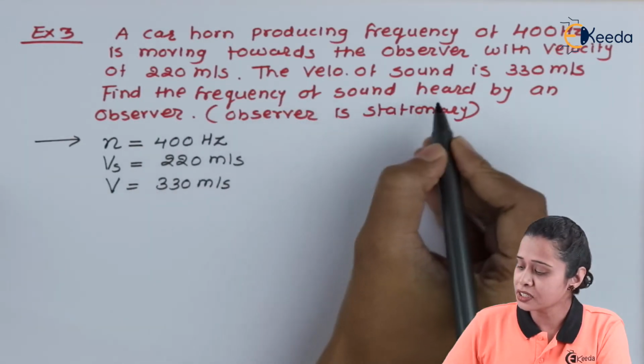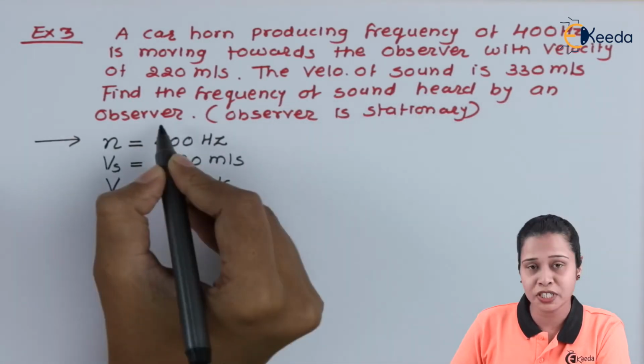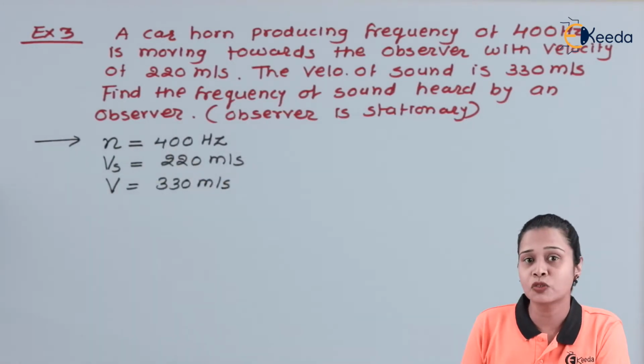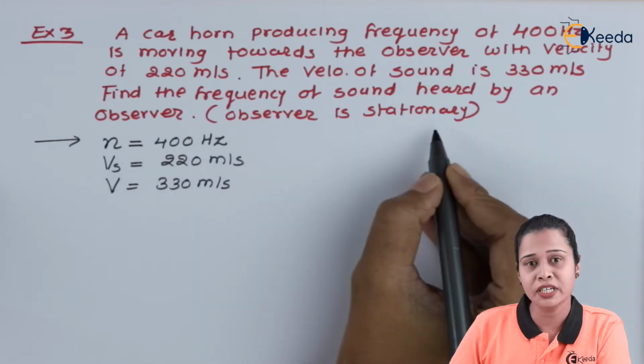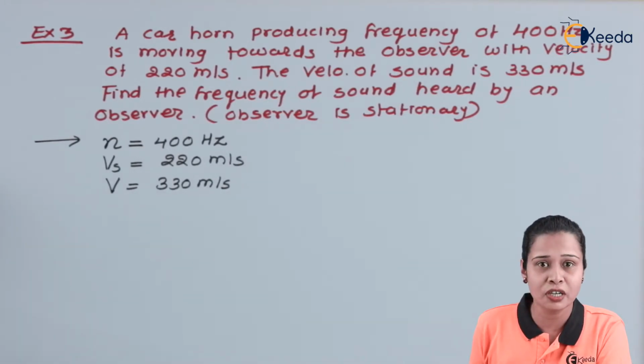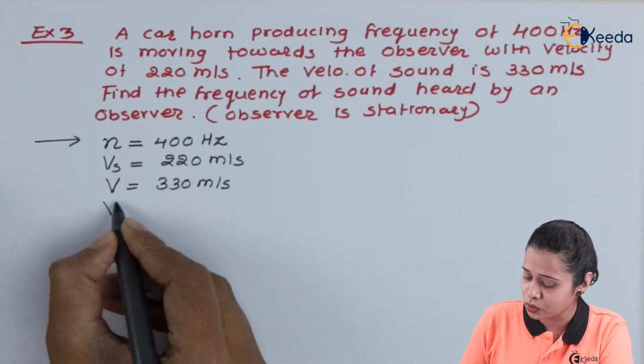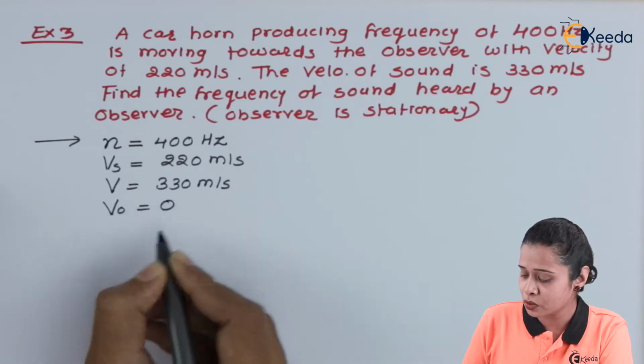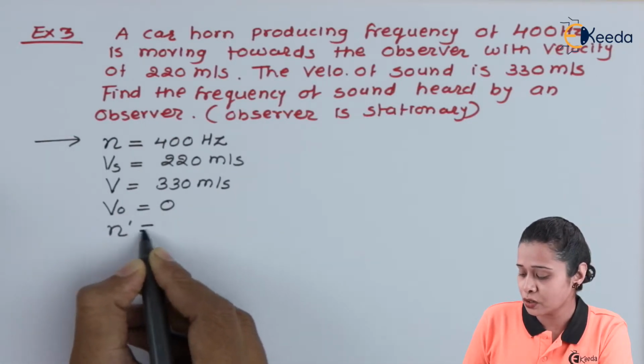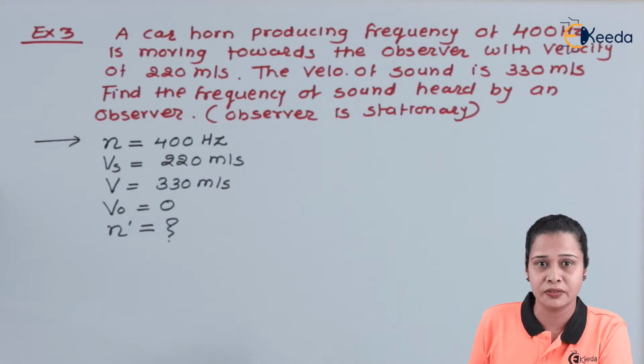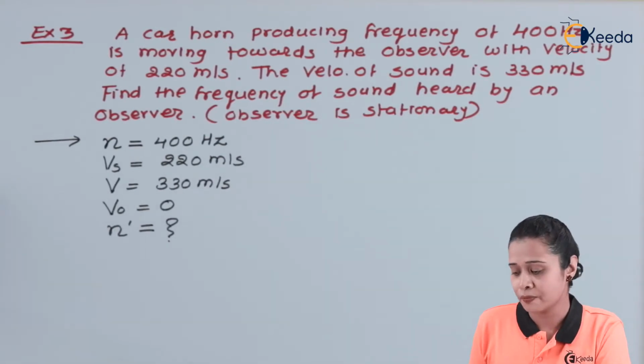Find the frequency of sound heard by an observer. Means here we have to find out apparent frequency. And given is observer is stationary. Observer is stationary means velocity of observer is 0, V0 is equal to 0. And in this case we have to find out apparent frequency which is heard by the observer.